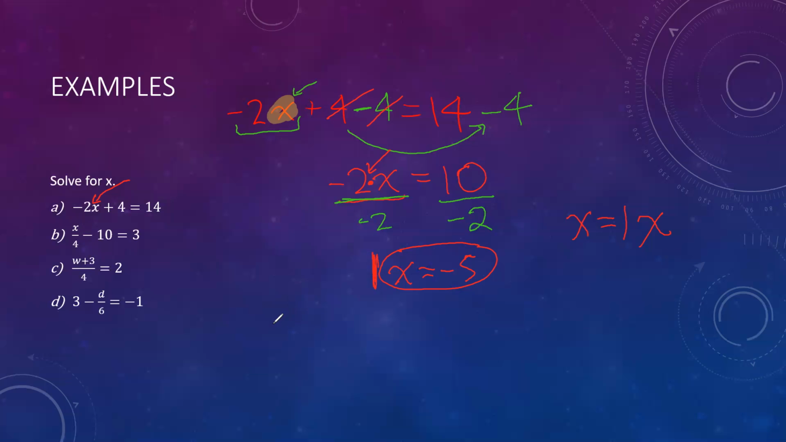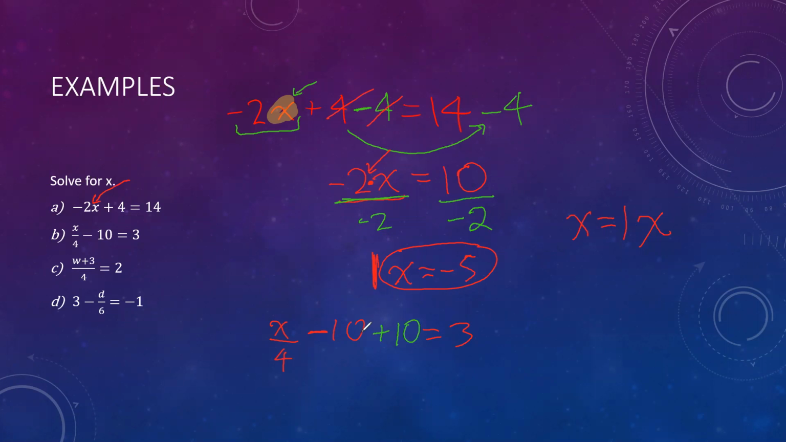So for b here, I'm going to have x over 4 minus 10 is equal to 3. So what I'm going to do first is think to myself, all right, what can I move? What's my first step? Well, I have the minus 10 there that I want to get rid of. So I'm just going to make a little bit of space. What is the opposite of subtracting 10? The opposite of subtracting 10 is to add 10.